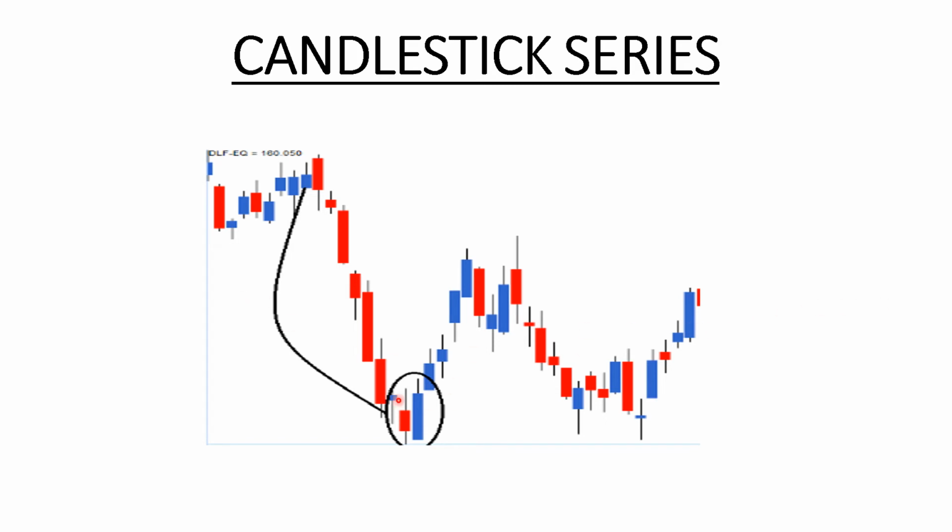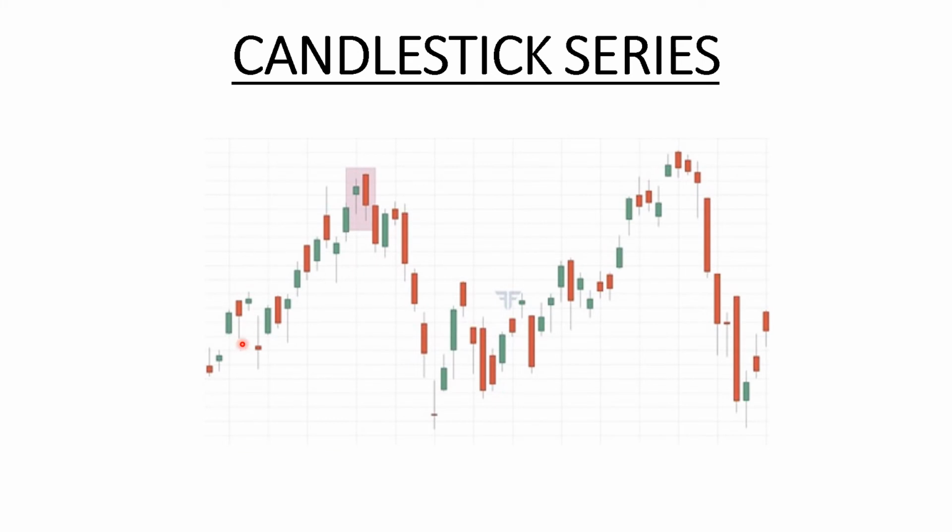Let me show you some examples of the bearish engulfing pattern. You can see that there was an uptrend here. After an uptrend, this bullish candle was engulfed by a bearish candle. You can see the entire body of this bullish candle was engulfed by the body of this bearish candle, and from there a downtrend started. The market reversed.